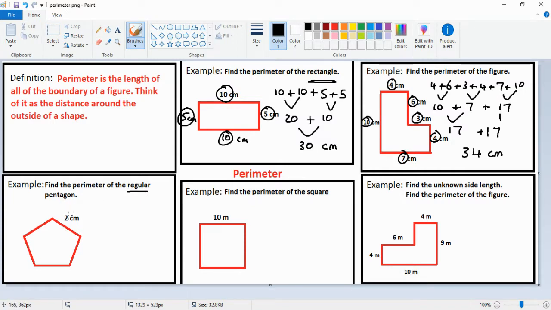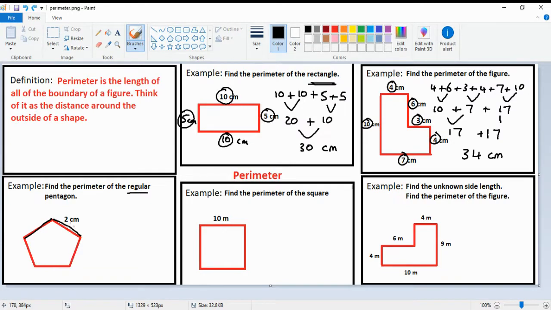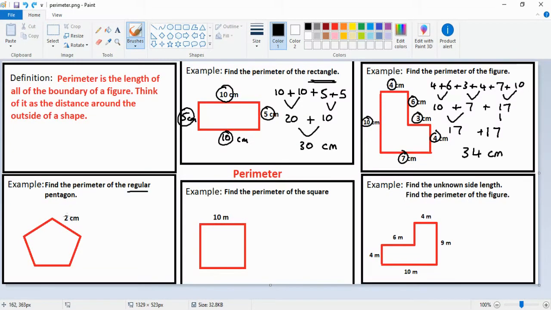That word regular tells us, for this shape here, the pentagon, a pentagon has 5 sides, that all the sides are equal or have equal length because it's a regular pentagon, all those 5 sides. So even though it doesn't tell us directly that this is 2 centimeters, we have to figure it out by this word regular, then this is 2 centimeters. All the sides have equal length when they are a regular shape like this.